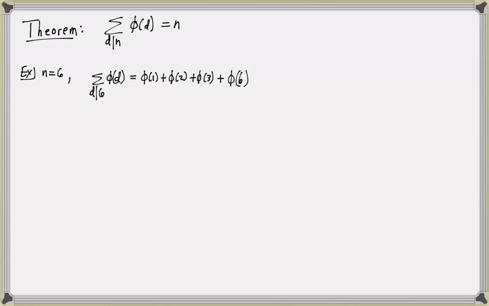and phi of 1 is 1, phi of 2 is 1, phi of 3 is 2, and phi of 6 is 2, and we see that this does indeed equal 6. So there's a quick example of this theorem. Now we're going to give the proof. In this proof, we're going to partition the numbers 1 to n into different classes.